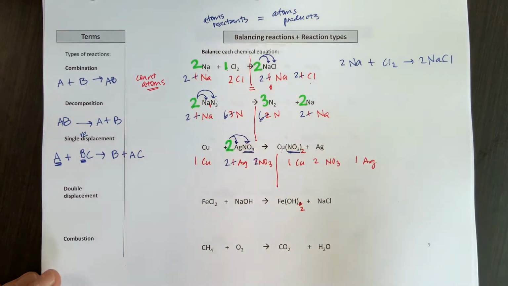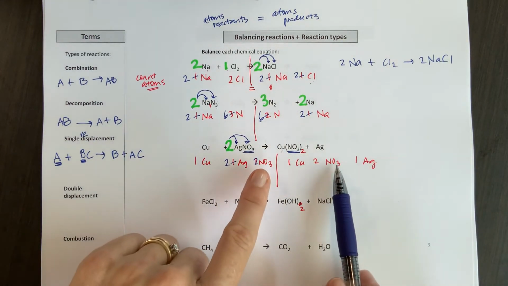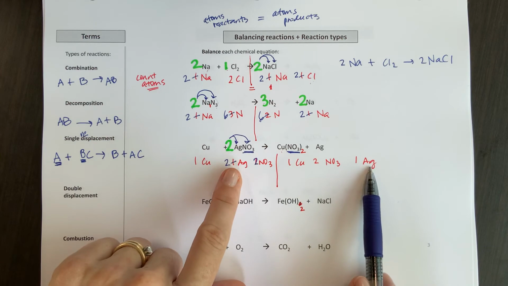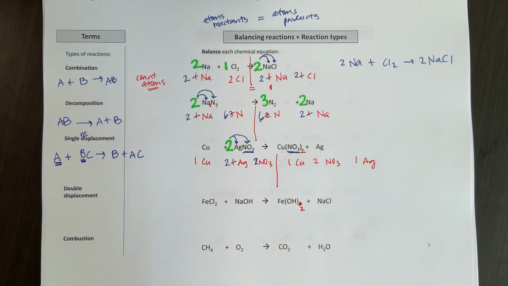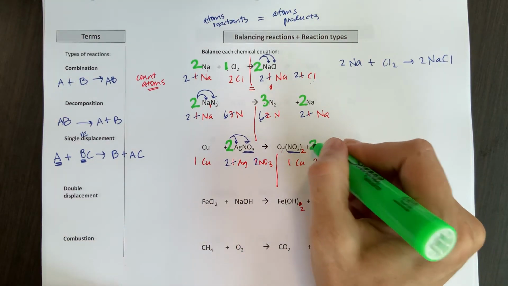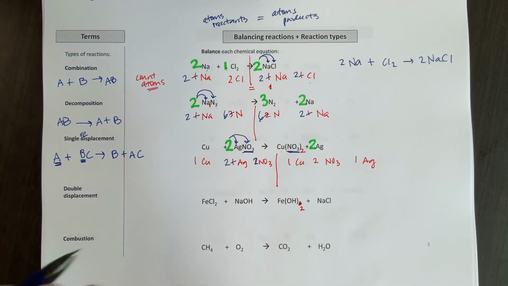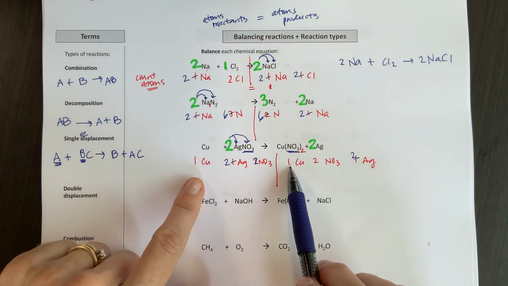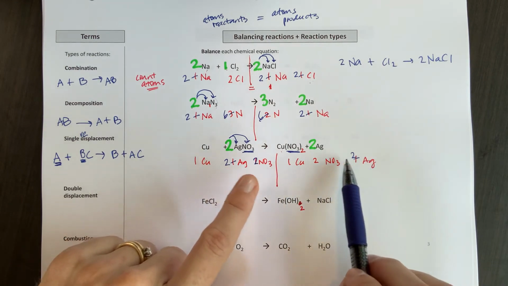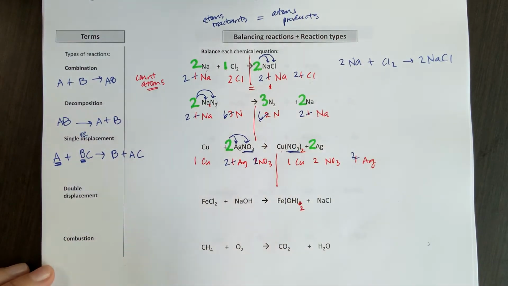2 of each of those. So now my nitrates are good, but in the process, my silvers need some help. All right, so silver, I'm going to put 2 here, and that changes this 2 here. And if I check through this, 1 copper, 2 silvers, 2 nitrates, that's going to be my final answer.